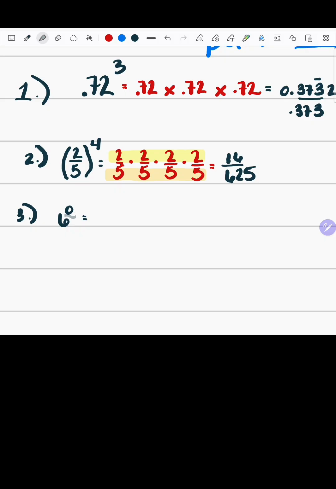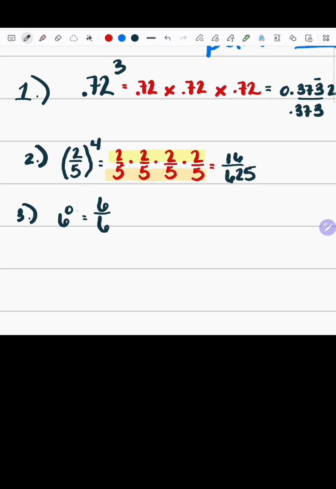So when there's an exponent that is larger than 0, like 1, 2, 3, 4, 5, then that's repeated multiplication. When you have a power that is 0, that is repeated division. This is what I mean. 6 to the 0 power is 6 over 6. All right, remember, fraction line means divide.